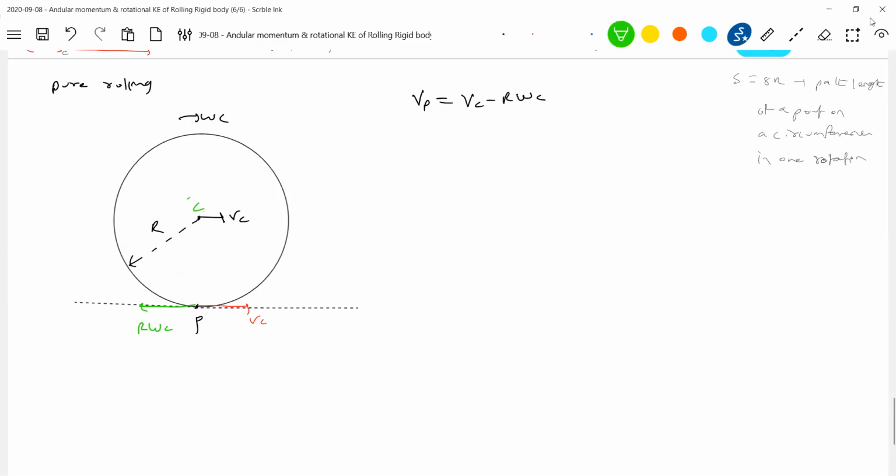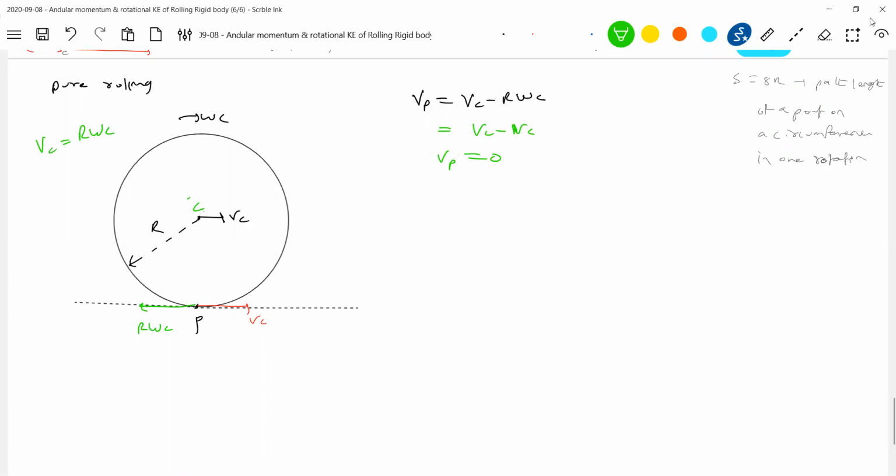Agree with this? So therefore, for pure rolling, what is the condition? For pure rolling, Vc equals r omega c. This is the condition they have defined. So Vc minus Vc will be 0. So for pure rolling, what will be the velocity of the point of contact? It will be 0. Will there be any friction acting? No, no friction will act here.